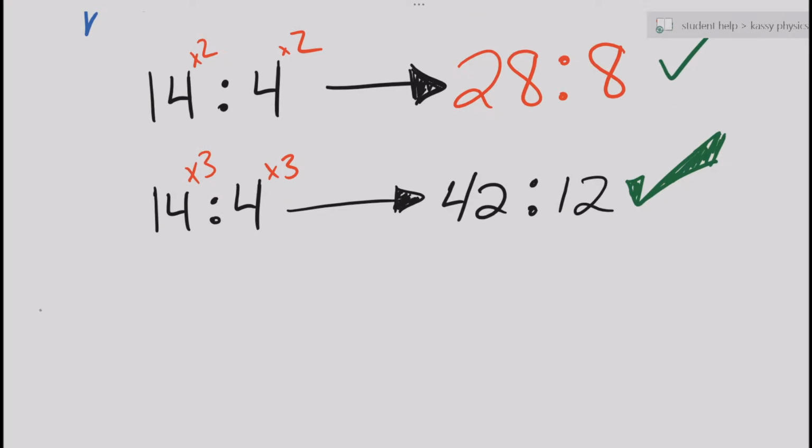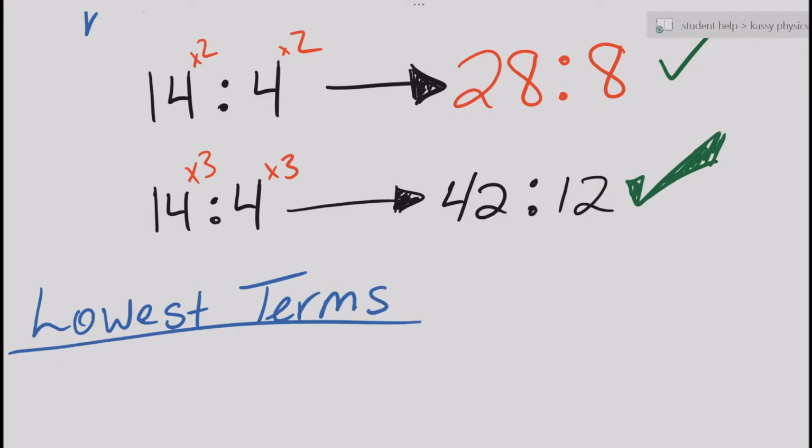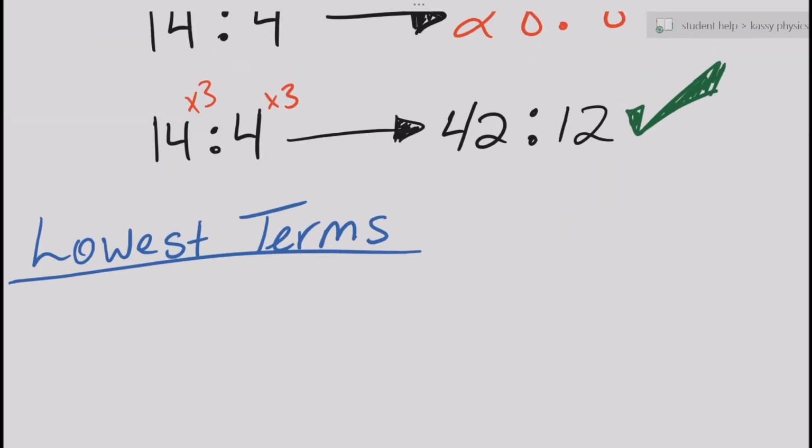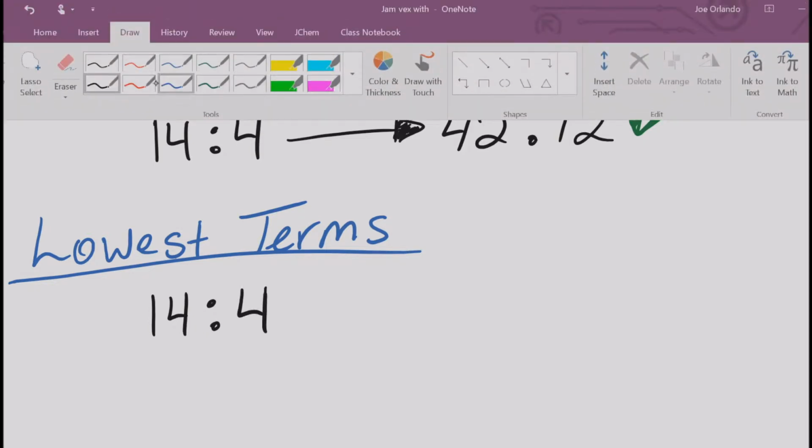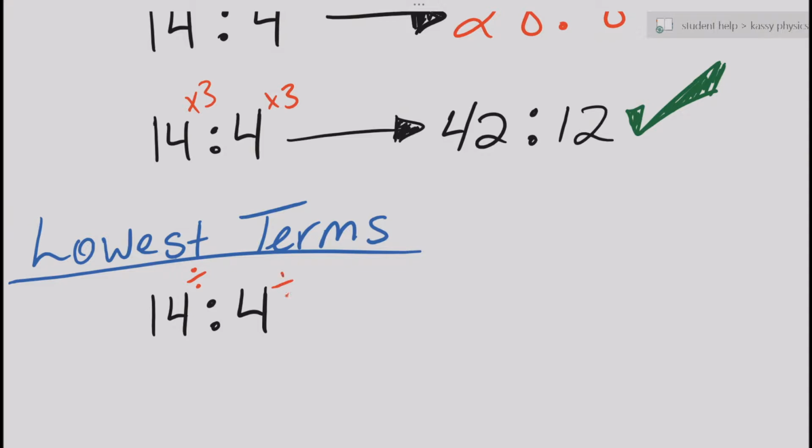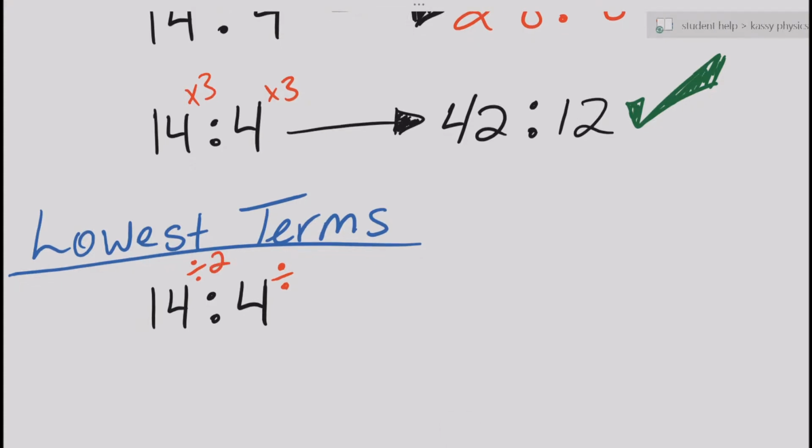Now, there's a special kind of equivalent ratio. It's just like a fraction. We can put any ratio, just like we can put any fraction, in lowest terms. Here, instead of multiplying, what if I divided? And what if I divided by the biggest number they can both be divided by? Well, 14 is divisible by 7, but 4 isn't, so that doesn't work. 14 can be divided by 14, but obviously 4 can't. But 14 can be divided by 2, and 4 can also be divided by 2. So we could do that division.